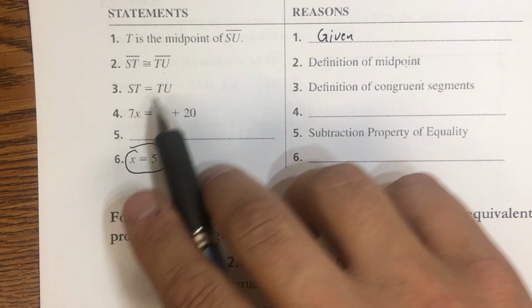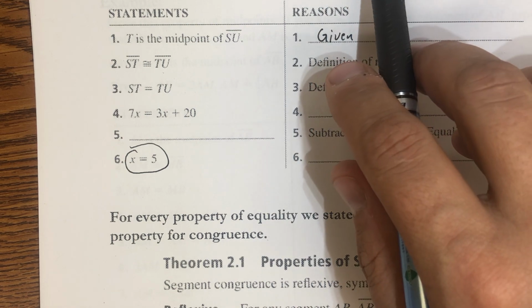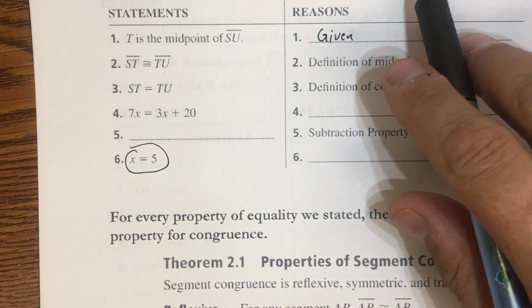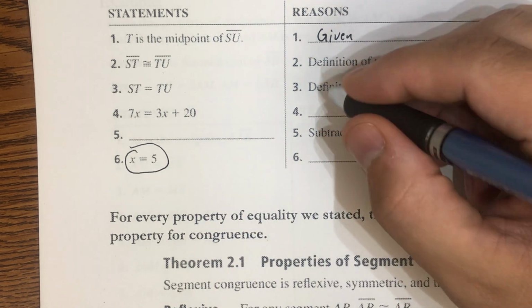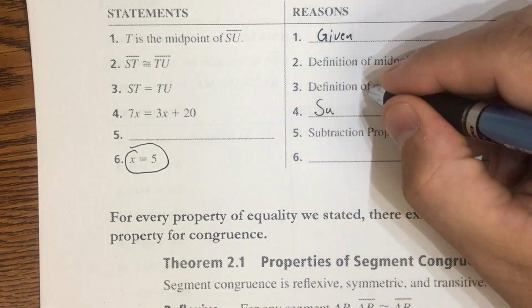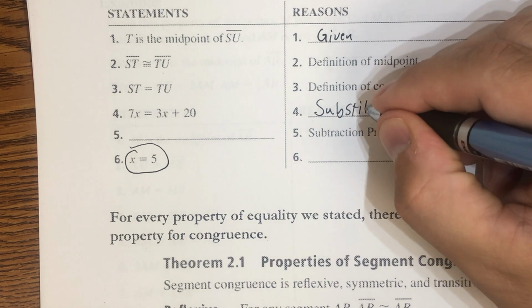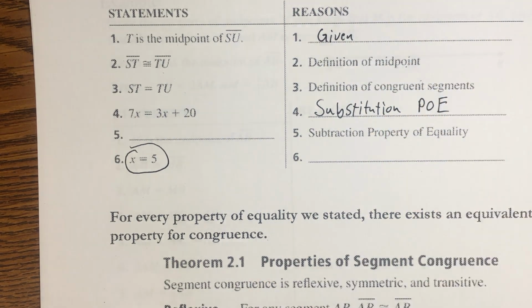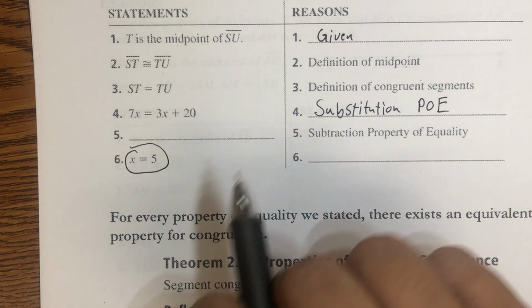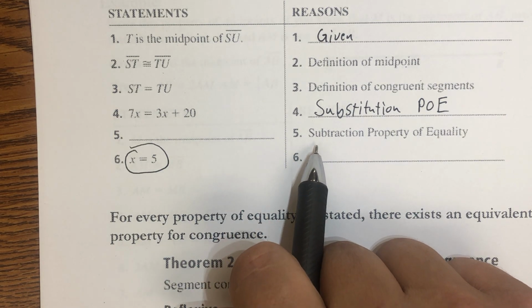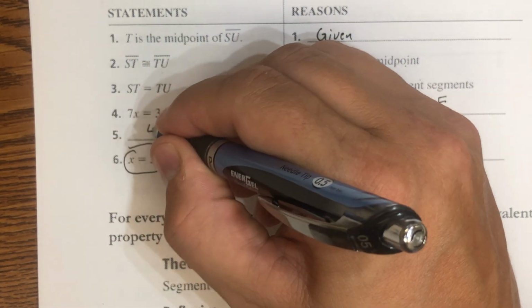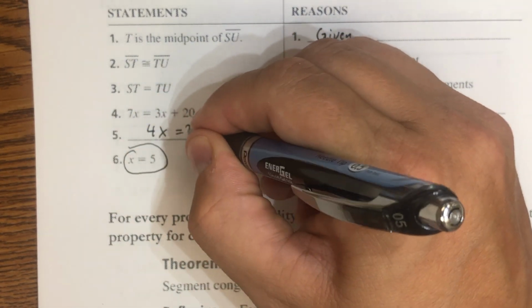Well, what's 7x? 7x is ST, so that gets substituted in. 3x plus 20 is TU, that gets substituted in. So we use the substitution property of equality, okay? And then from there it says that we're going to use the subtraction property of equality because we're going to solve the equation. So I'm going to subtract 3x from both sides and get 4x equals 20.